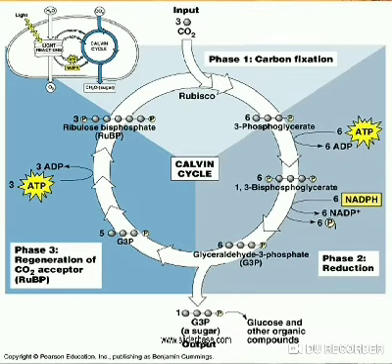The products of the dark reactions are glucose, NADP+, and ADP. In conclusion, ADP and NADP+ produced by the Calvin cycle are used for the next set of light reactions.